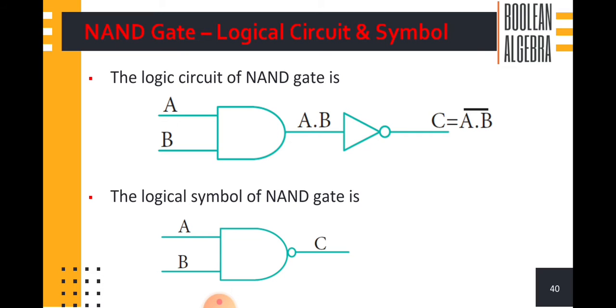So the NAND gate is the combination of which gates? AND and NOT gates. What is the output of the AND gate? A into B. We pass it as input to the NOT gate. What do we get? We get the inversion of that input. Here A into B is the input of the NOT gate, so we get the output A into B, the whole bar.